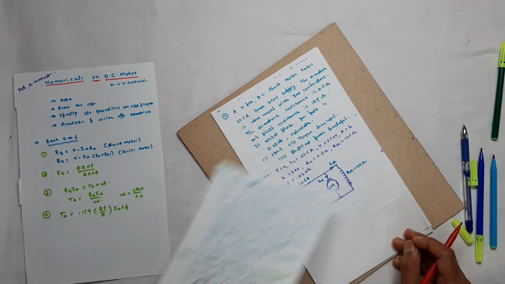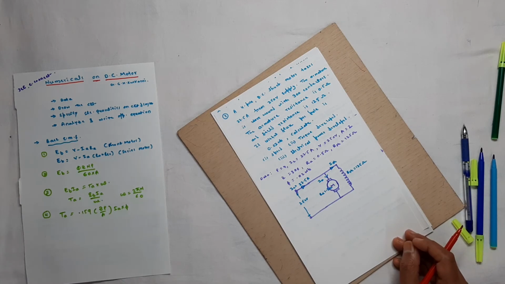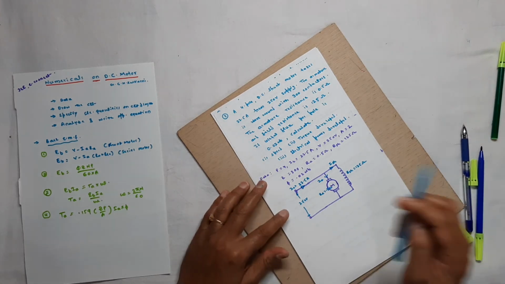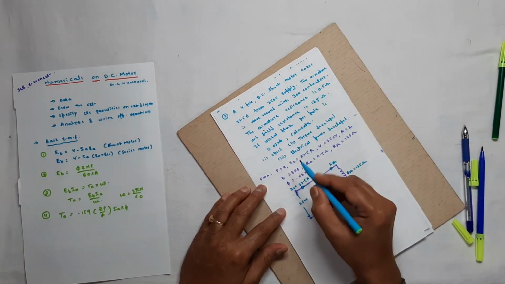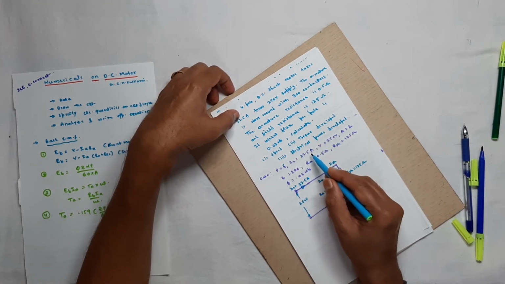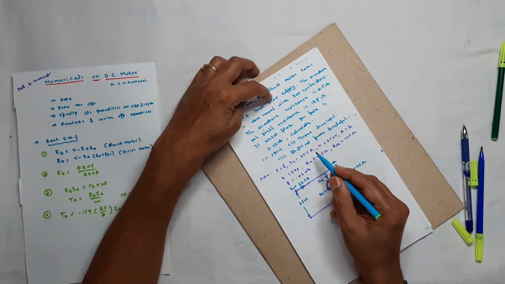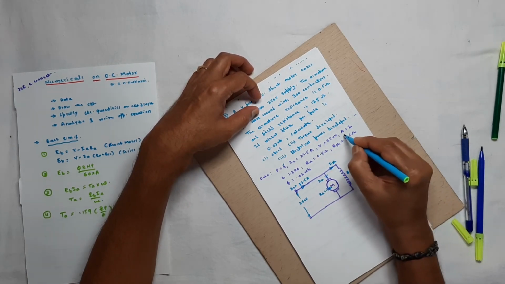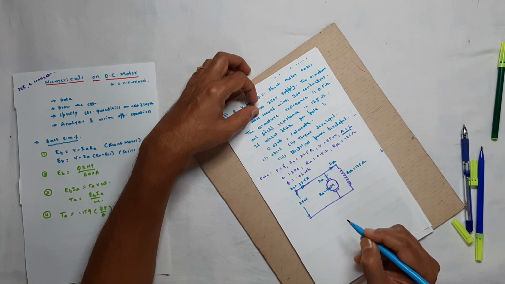Then we will go to the third numerical. It is also very simple. It is also on a shunt motor. A 4-pole DC shunt motor takes 22.5 amperes from a 250 volts supply. The armature is wave connected, therefore A is equal to 2 here.